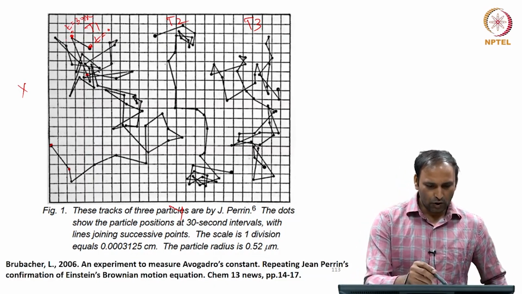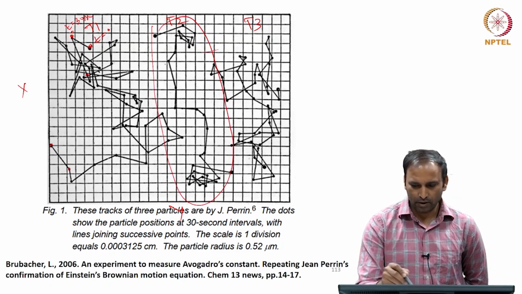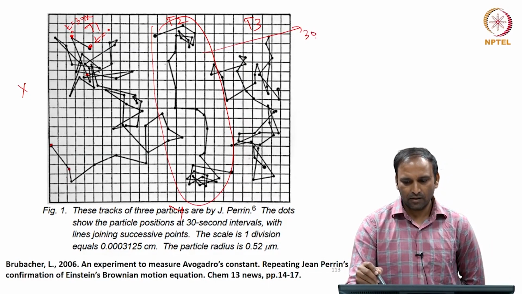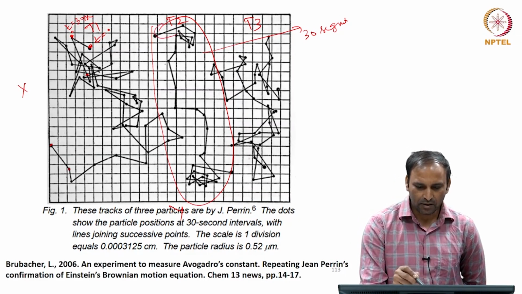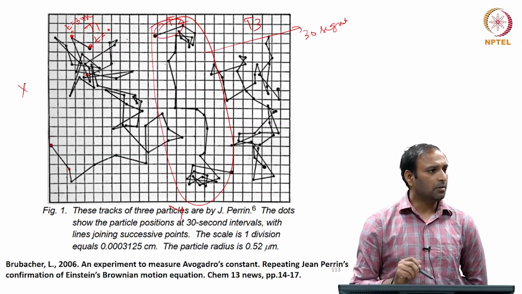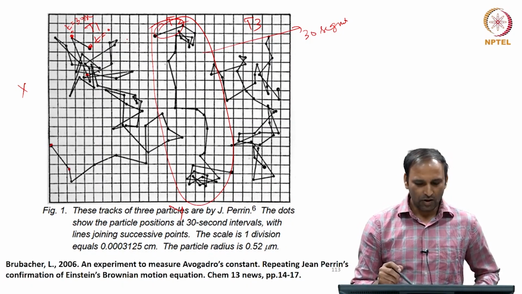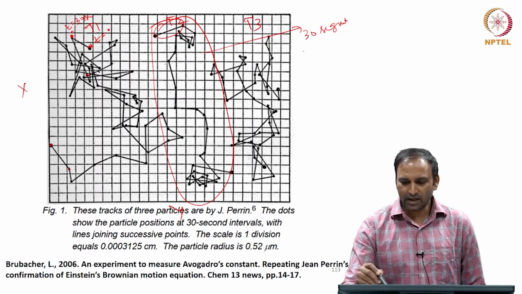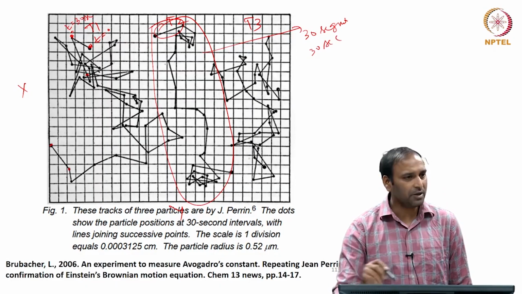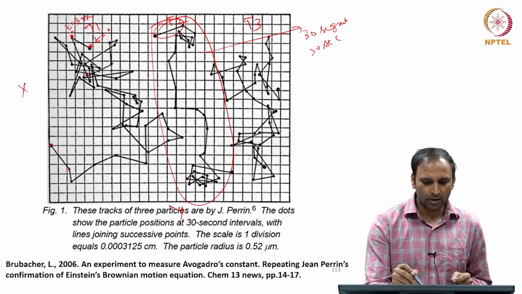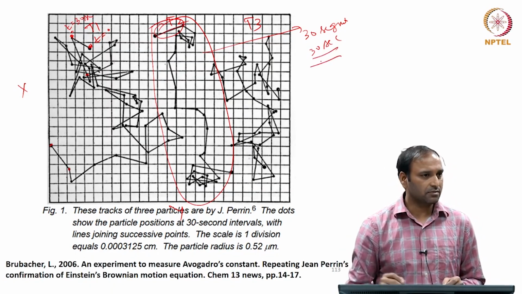In this case, if you look at this, there are about 30 segments. What I mean by a segment is the distance between the particle positions in 2 consecutive frames. So, there are 30 segments and each segment is 30 seconds apart. If I look at the distance between the 2 positions, the particle has travelled so much distance in 30 seconds.